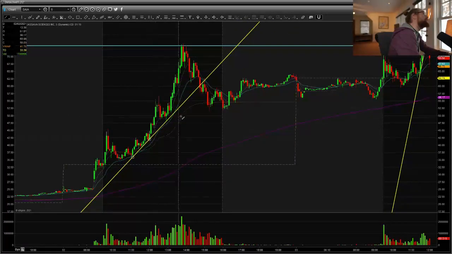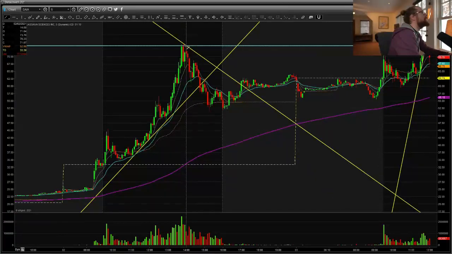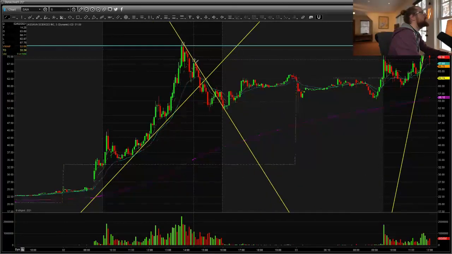I don't know if any of these are really all that valid. I don't know. It's moving up and then it came back down. It doesn't really seem like that's all that significant.